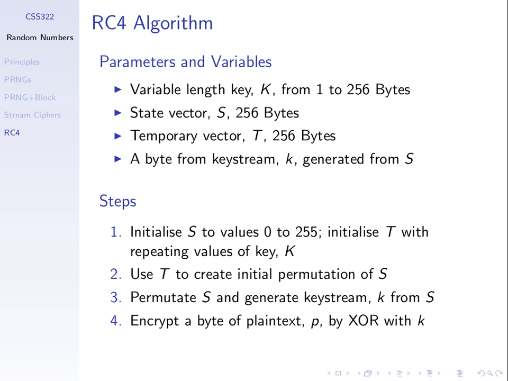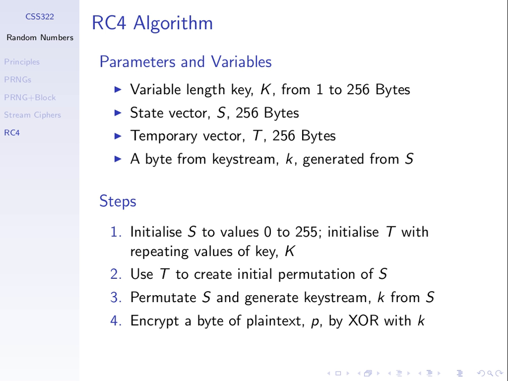And T is initialized to repeating values of the key. So the user chooses a key, uppercase K here, some digits. If we think of T as a 256 element vector, then if our key is 1, 2, 3, 4, we just repeat that to fill out the vector: 1, 2, 3, 4, 1, 2, 3, 4, and so on to fill out the 256 values. That's the first step to initialize things.